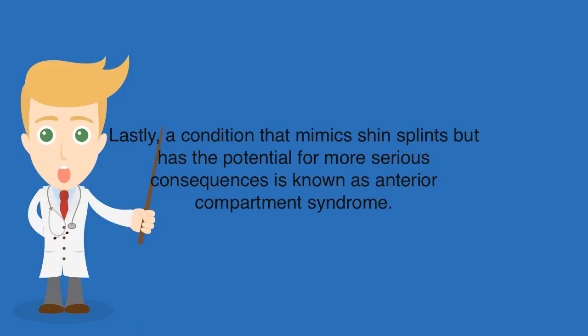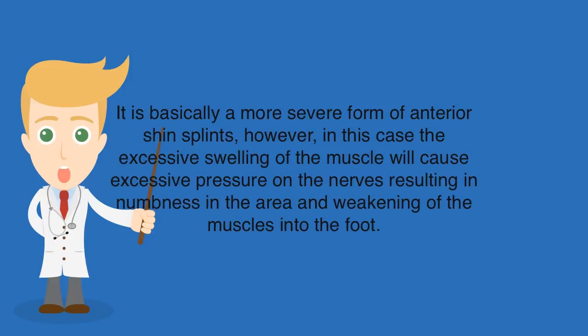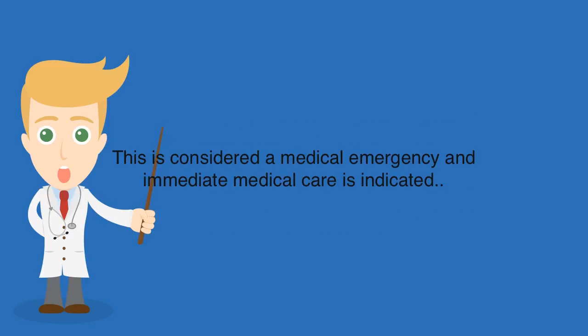Lastly, a condition that mimics shin splints but has the potential for more serious consequences is known as anterior compartment syndrome. It is basically a more severe form of anterior shin splints. However, in this case the excessive swelling of the muscle will cause excessive pressure on the nerves, resulting in numbness in the area and weakening of the muscles into the foot. This is considered a medical emergency and immediate medical care is indicated.